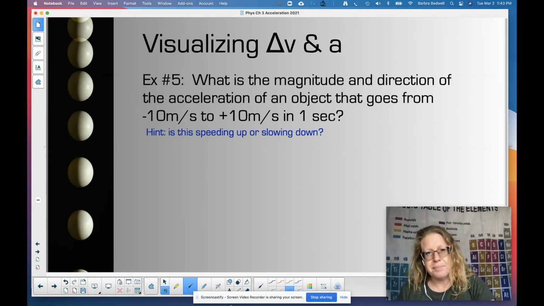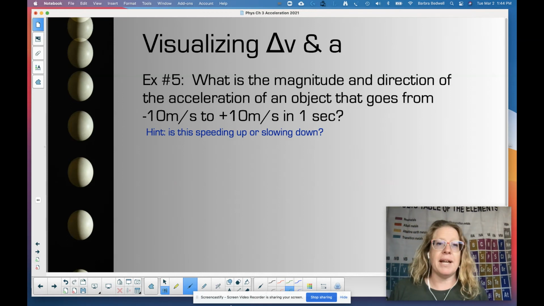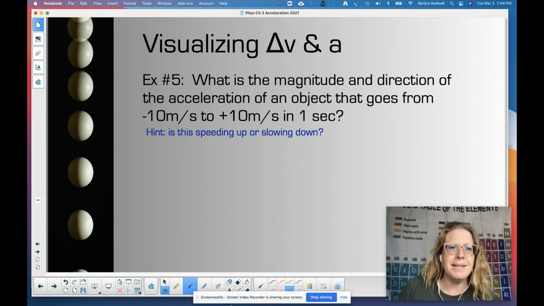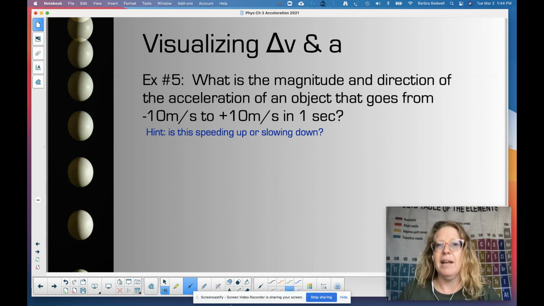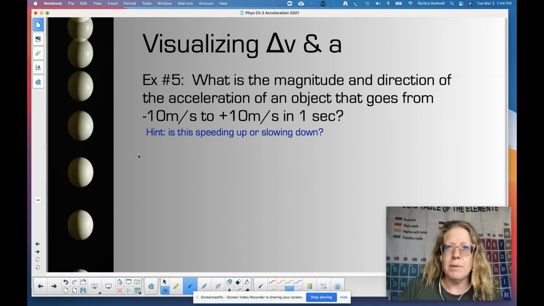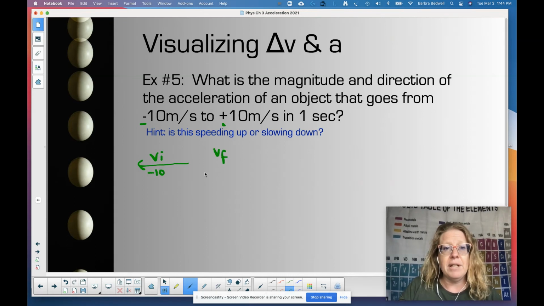So last one. What's the magnitude and direction of acceleration of an object that goes from +10 meters per second to -10, or -10 meters per second to +10 meters per second in 1 second? Okay, again, now we're really changing direction big time, not just speeding up in the same direction, but truly changing direction because one's a negative and one's a positive. So we've got VI is -10 meters per second, and then VF is +10.